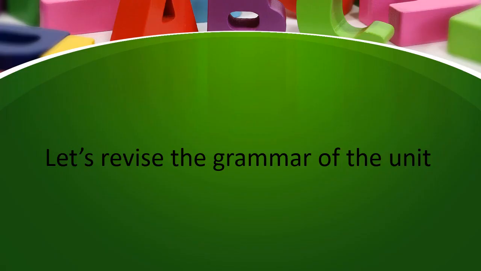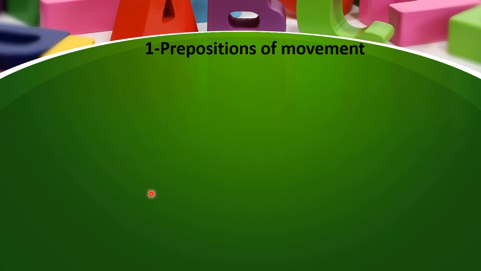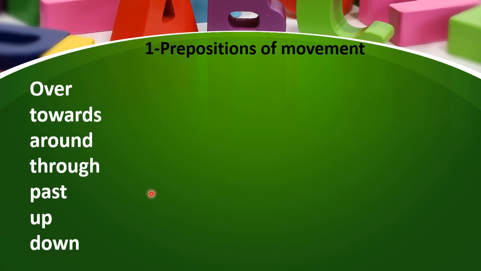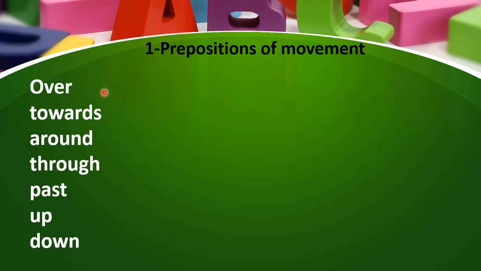Now, let's revise the grammar which we studied in this unit. Number 1. The prepositions of movement, over, towards, around, through, past, up and down.